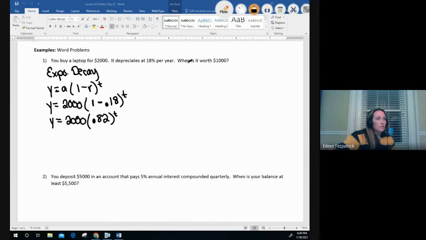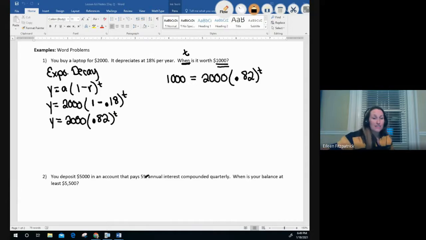Now, for this problem, it says, when is it worth 1,000? So when is your t time, right? When is it worth 1,000? So you're going to plug in 1,000 for the y. 1,000 equals 2,000 times 0.82 raised to the t. Now, if you remember at the beginning of this chapter, we did problems like this, but this is where I'd say, all right, guys, we don't know how to solve for t yet. We're going to take our calculators, we're going to graph the function, and we're going to trace and look to see when y is 1,000, what is the x value? You guys remember that from earlier in the chapter?